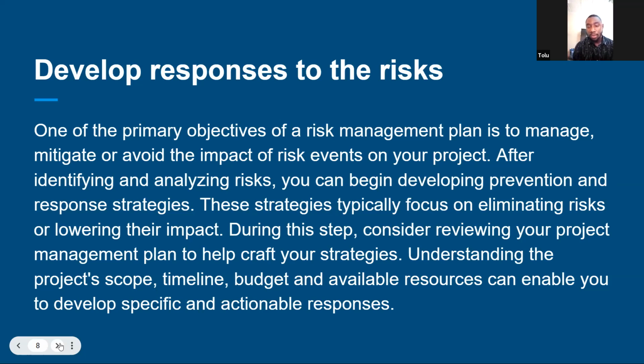So one of the primary objectives of a risk management plan is to manage, mitigate, or avoid the impact of risks on your project. After identifying and analyzing risk, you can begin developing prevention and response strategies. The strategies typically focus on eliminating risk and lowering the impacts. During this step, consider reviewing your project management plan to help you craft your strategy. Understanding the project scope, timeline, budget, and available resources can help you develop specific and actionable purposes.